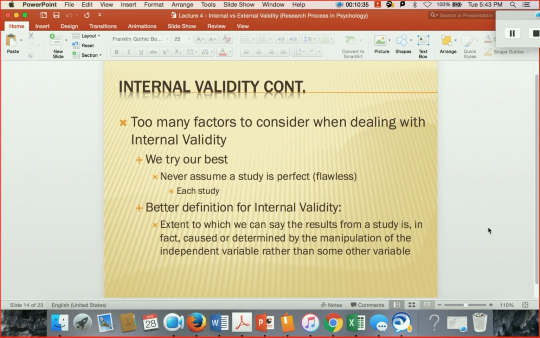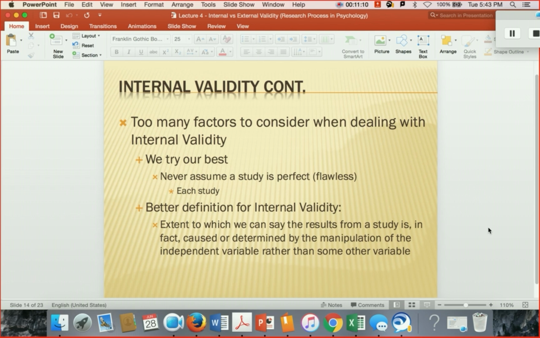Perfect. So, when is it that internal validity becomes too complicated for us? Well, the real problem here is that there are just too many things that we need to consider in terms of internal validity. And we might get caught up trying to minimize extraneous confounds and third variable effects, and not focusing on our own project and the good aspects of our research designs.